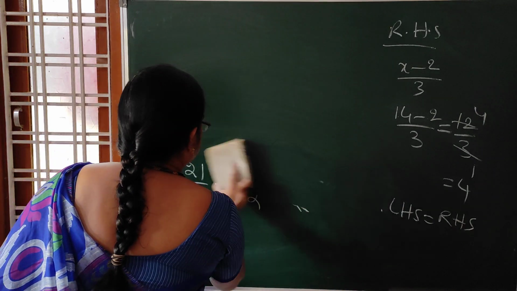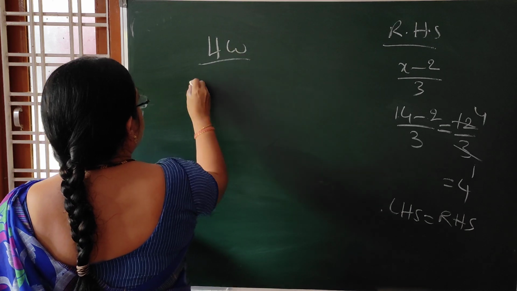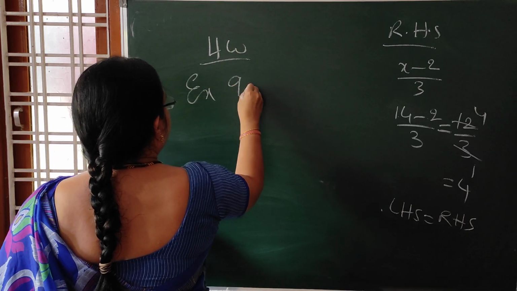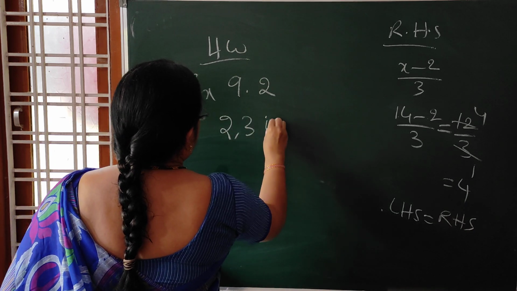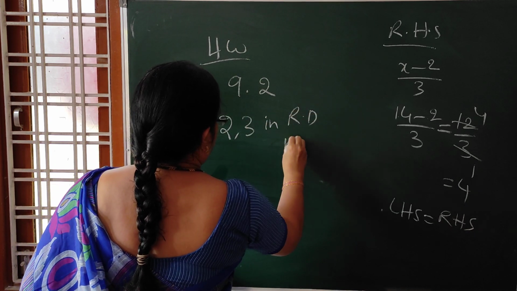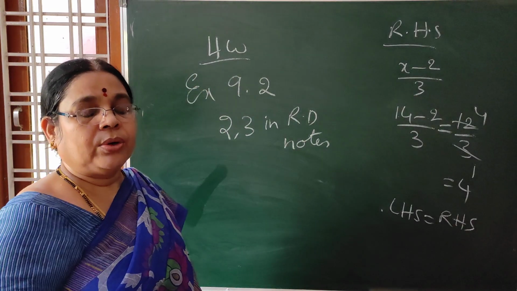So, today's homework is exercise 9.2, 2-3 sums you have to do in your RD notes. RD classwork and homework, only one book.